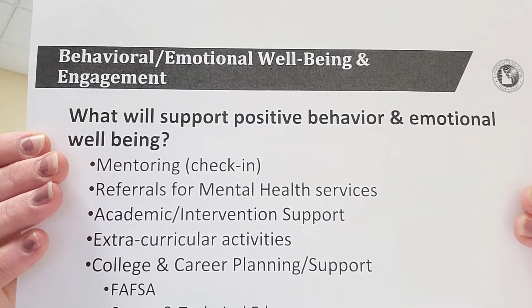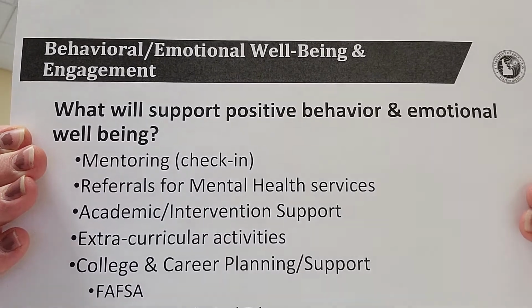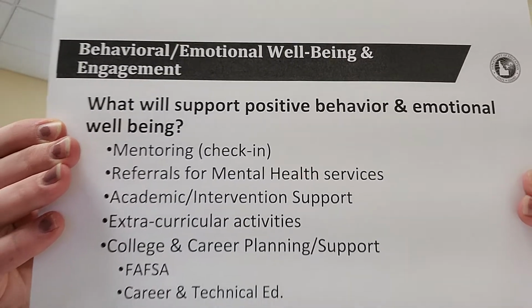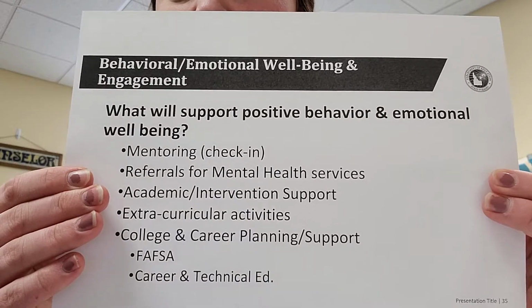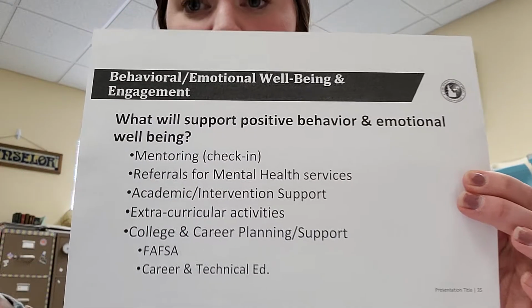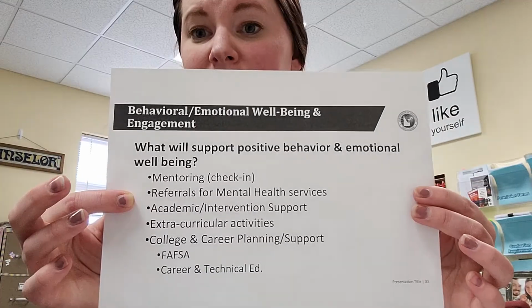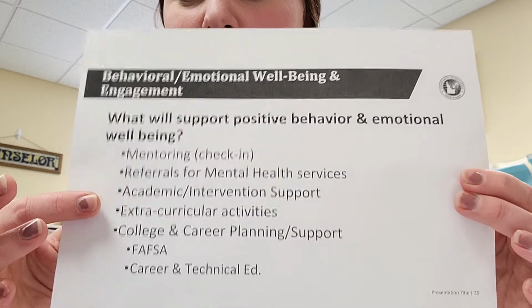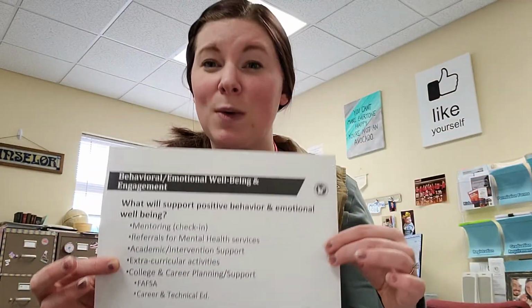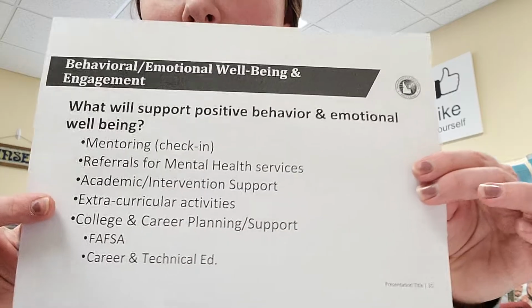B is emotional and behavioral support along with well-being, engagement. So we want to make sure that they're experiencing the normal school experiences, and providing mentoring and referral for mental health services, academic intervention and support, extracurricular activities. If students want to participate, they can participate. And then also college and career planning support. Colleges and universities have supports in place for homeless students, and so it's just a matter of hooking them up with those resources and making sure that they line up with their career goals.